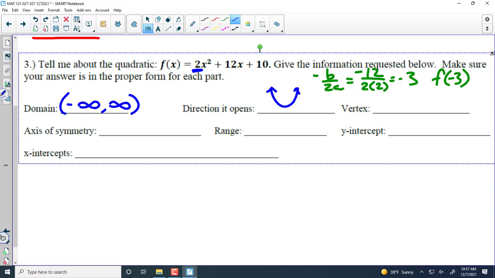So we know it starts with negative 3, and then we do negative 3 squared, we multiply that by 2, then we subtract 12 times 3, or plus 12 times negative 3, and then we add 10. And when all the dust settles, who has an answer for me? It is negative 8. Good job.